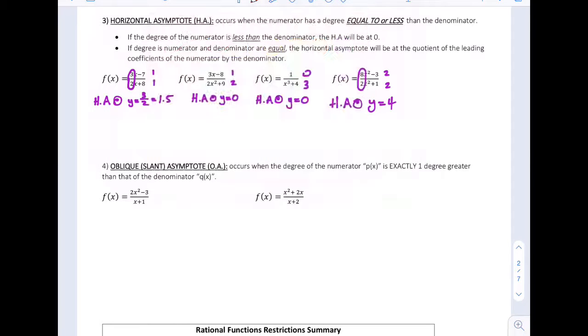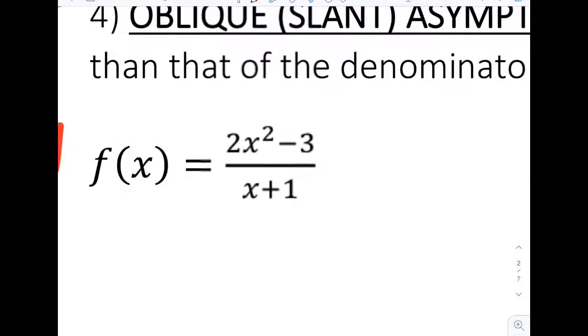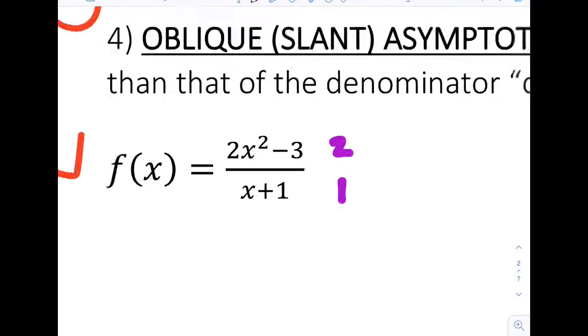You can't have a horizontal and an oblique asymptote. It's one or the other, because there are differing circumstances when they happen. So oblique asymptote happens when the degree of the numerator, the top, is exactly 1 degree greater than the denominator. So in this case that we have here, the degree on top is 2, degree on the bottom is 1, so the numerator is 1 more.